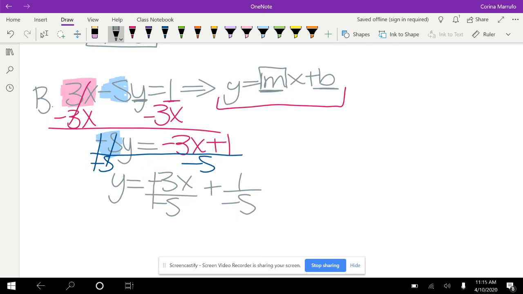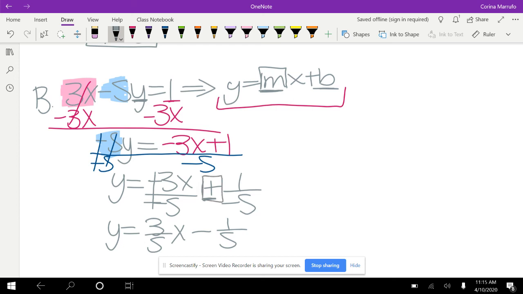So here, two negatives make a positive. So it's going to give us y equals 3 over 5x. And then 1 divided by negative 5 is just negative 1 over 5. And so instead of this being a plus sign, we change it because a positive and a negative give you a negative. So we have to change that.